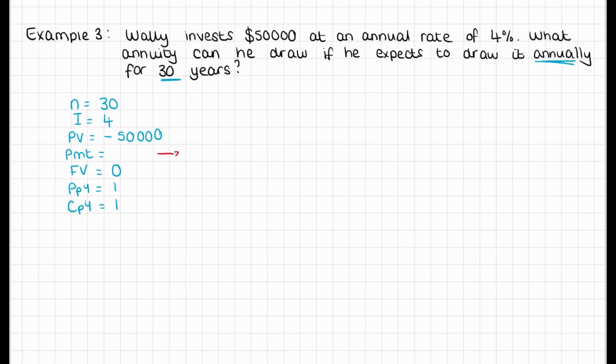Put that into your calculator, calculate the payments, and you will find out the payments section, which in this situation is how much money he can draw because he's taking the money out. So how much the bank will pay him in a way will be $2,891.50 per year. And that is annuities and amortisation.